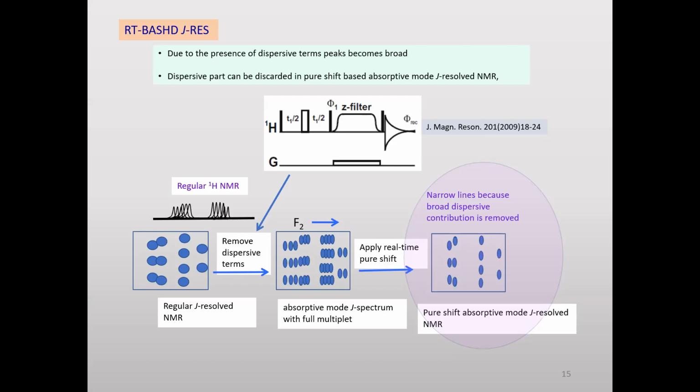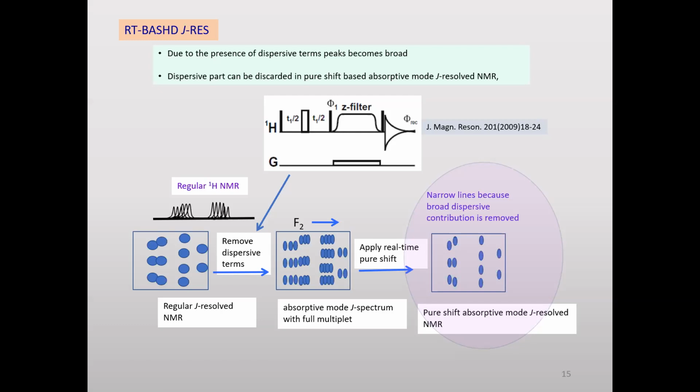The Z filter removes the dispersive terms and signals become very narrow. You can see in the middle spectrum, the signals are very narrow, but it introduces another problem. The multiplet information is present in the indirect dimension, and it is also present in the direct dimension, and this together leads to lack of resolution for this kind of absorptive mode Z-resolved spectrum.